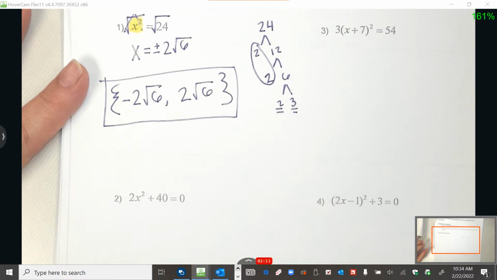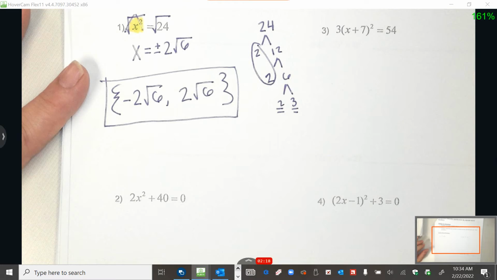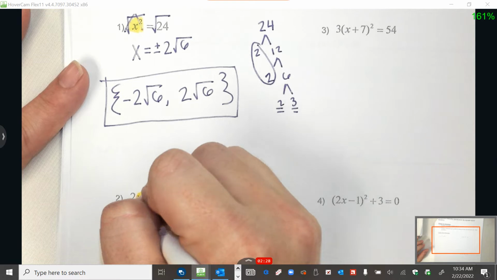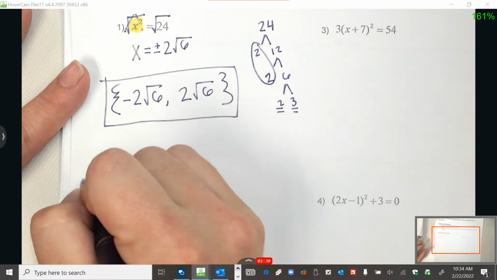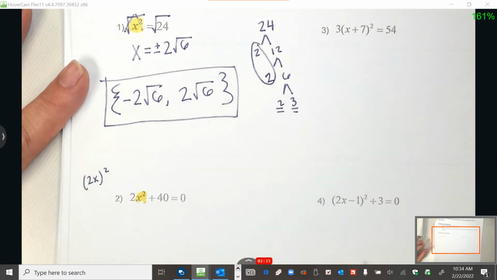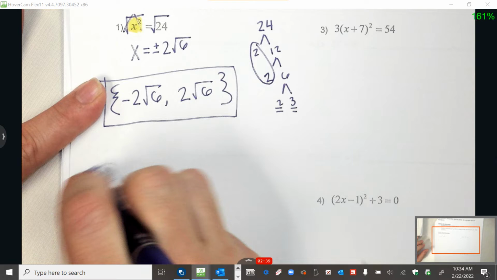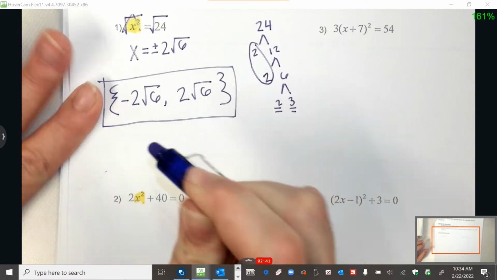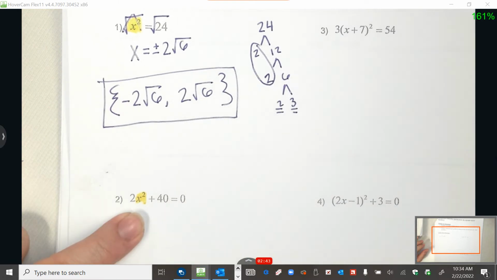Okay, look at number 2. What's squared? What's squared on number 2? Is it the 2 or just the x? Just the x. Now, if it was written like this, it would have been the whole thing. But it was not written like that. It's just 2x squared, so those are different. Okay? So I want you to realize just x squared is squared.